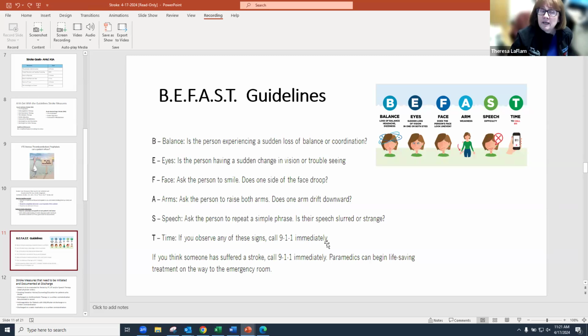And then we have T for time. We want to move quickly, right? Because we said we are just trying to go as quickly as possible in the hospital. And if they're home, it's calling 911.